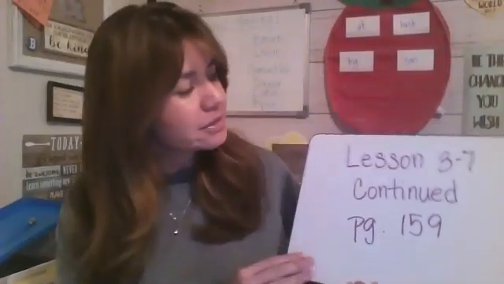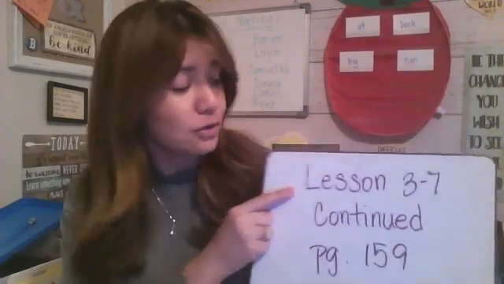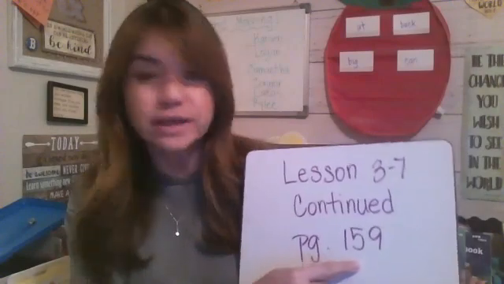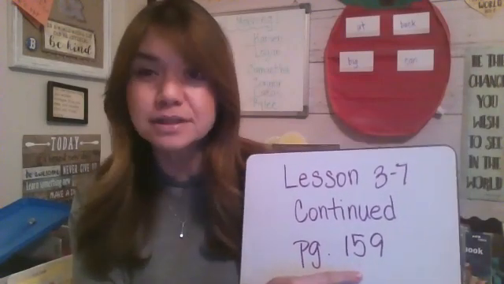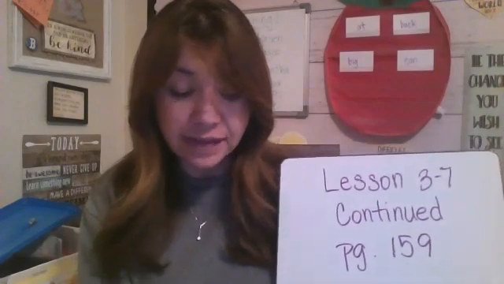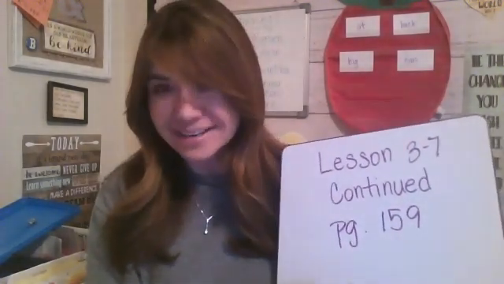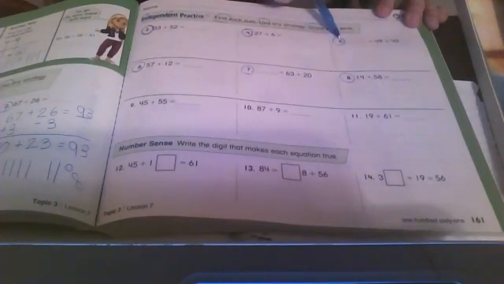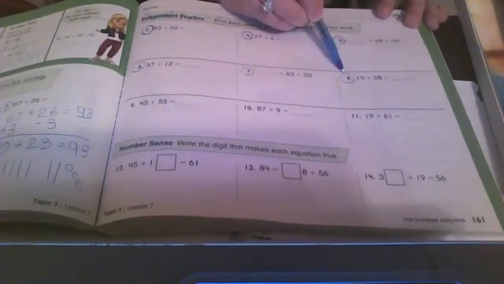Okay, hello second graders. Today we are going to continue to look at lesson 3-7. You're going to find that on page 159. That's where the lesson starts. We left off on page 161. So if you can find the page that we last left off on, again, that's page 161. If you remember from yesterday, you were assigned numbers 3, 4, 5, 6, 7, and 8.